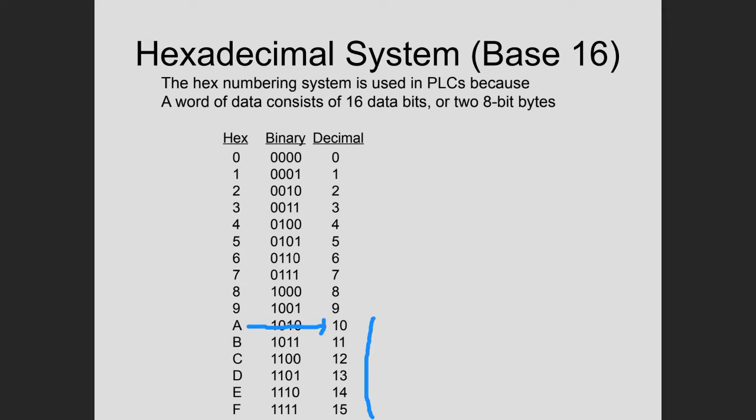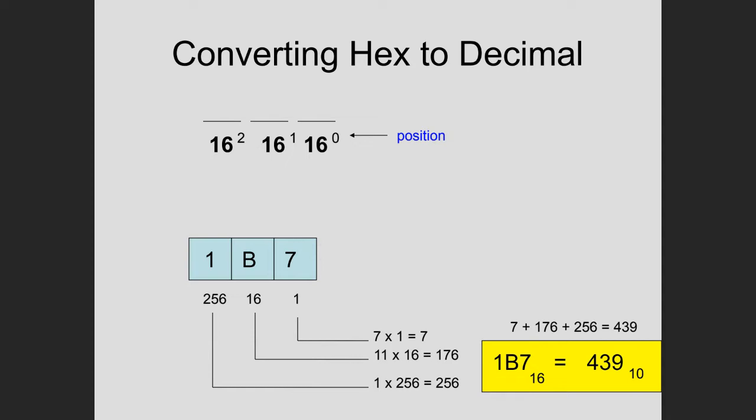So it would look something like this. Your position weighting says that this is 16 to the 0, 16 to the first, 16 to the second. So here my place values are our weights in the base 16 system. And here's the number. Now remember this number. This is 1B7 base 16. So when you see an alpha letter in a number, that means it's a hex number.